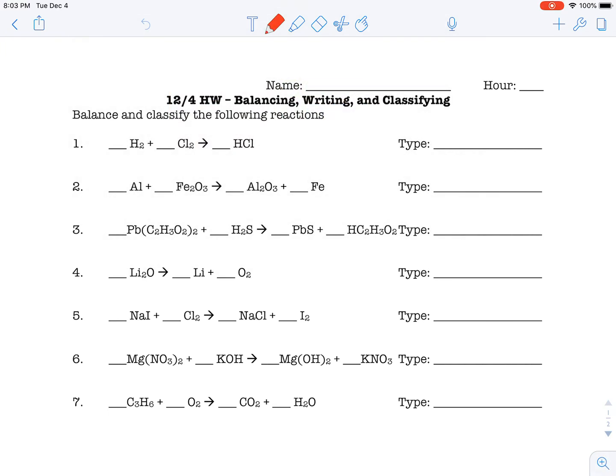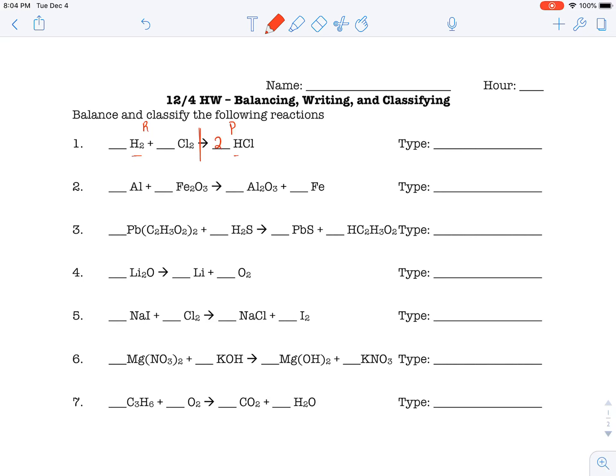This is 12-4 homework. Our goal is to first start by balancing, and we're working on number 1. If we look at number 1, we've got 2 H's on the reactant side. Just as a quick review, the left side is the reactant side, the right side is the product side. So we've got to get the same number of atoms of each element on each side. If we have 2 hydrogens here, we need to get 2 over here. The only way we can do that is by putting numbers out front.